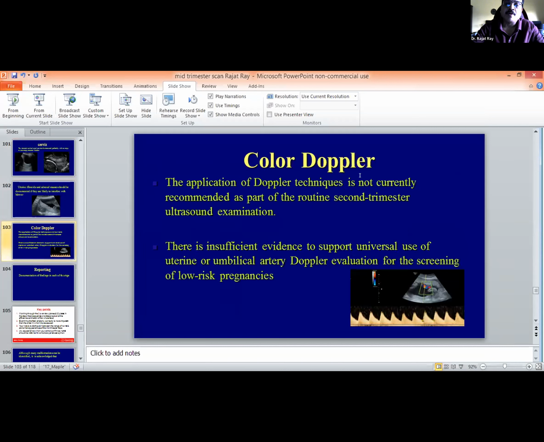The application of color Doppler techniques is not currently recommended as part of the routine second trimester ultrasound examination for uterine artery or umbilical artery Doppler. There is insufficient evidence to support universal use of uterine or umbilical artery Doppler evaluation for the screening of low-risk pregnancies. But color Doppler should ideally be used to evaluate the heart.